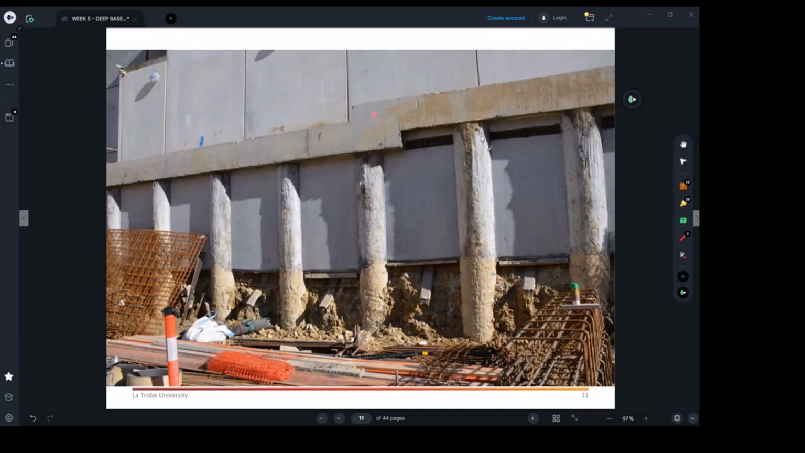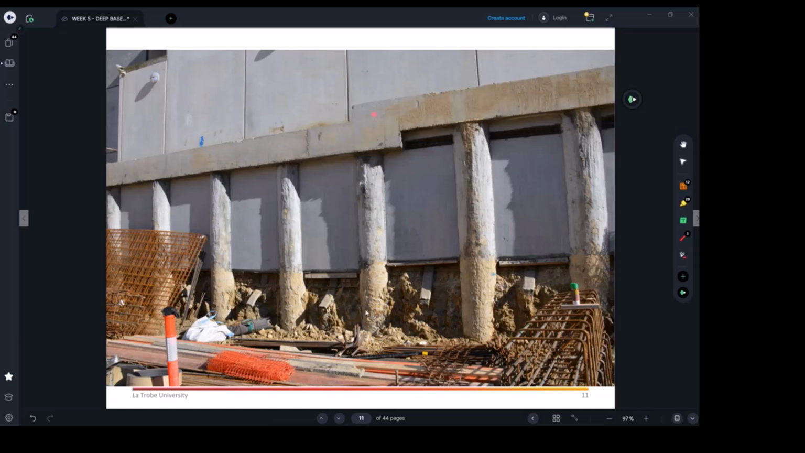This one is a soldier pile system because the spacing between the piles is decent. It can be 1.5 and more, even more than half a meter. So once the piles go more than half a meter in spacing, we call it the soldier pile system. They consider this the soldier element, which, remember, this pile is dug.